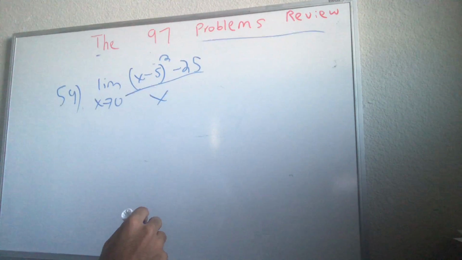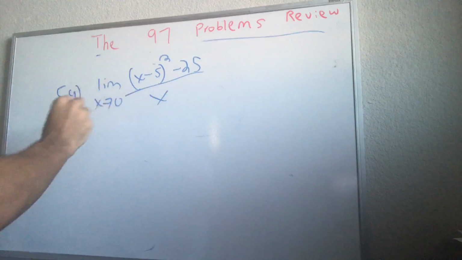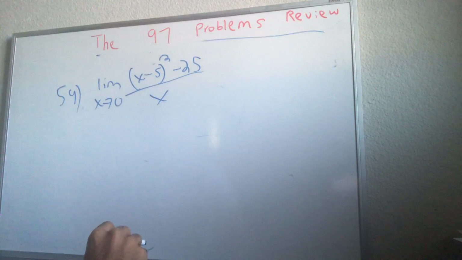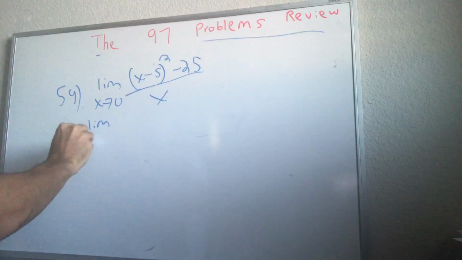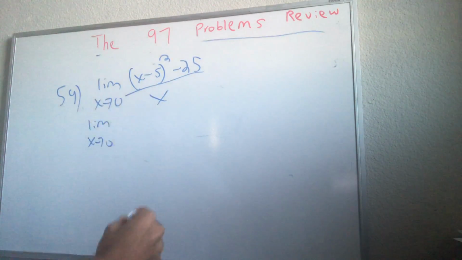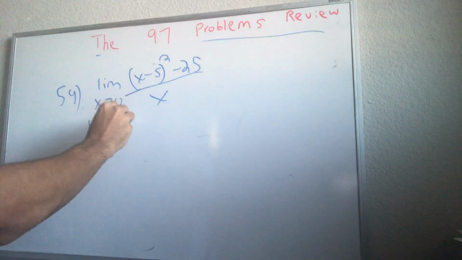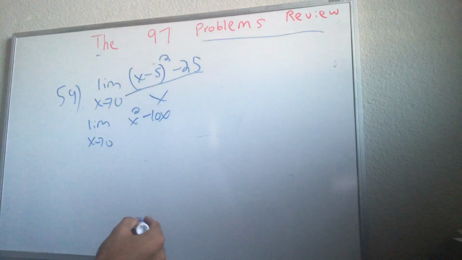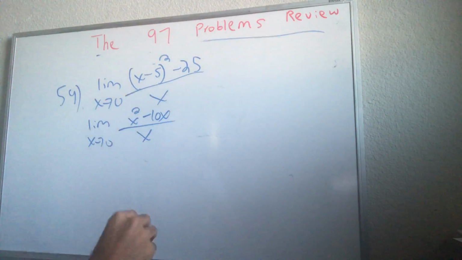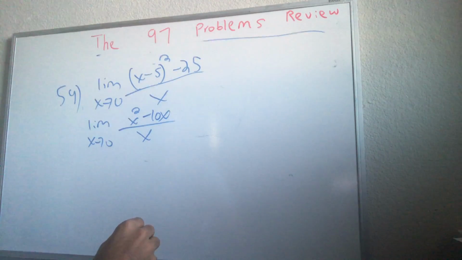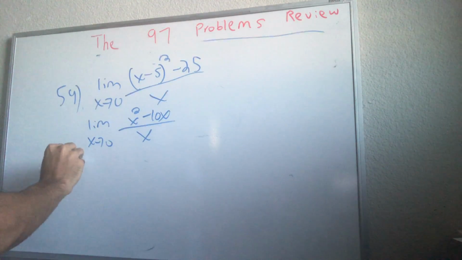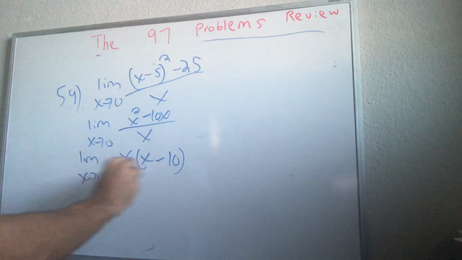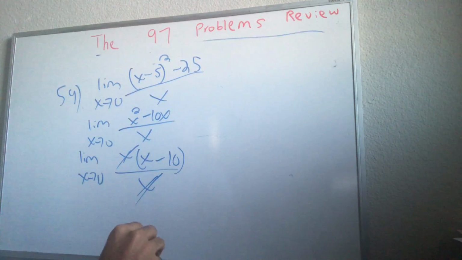Looking at question number 59, the first thing I would do is expand the x minus 5 squared. You should know by now that this is x squared minus 10x plus 25. Here's a minus 25, so they cancel out, and then you just have divided by x. This is a good sign because our numerator can be factored. We can bring this x outside, so we have x times x minus 10, all divided by x, and clearly the x's cancel out.